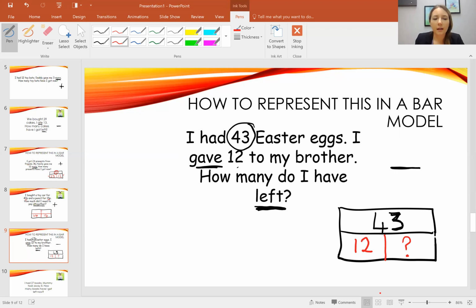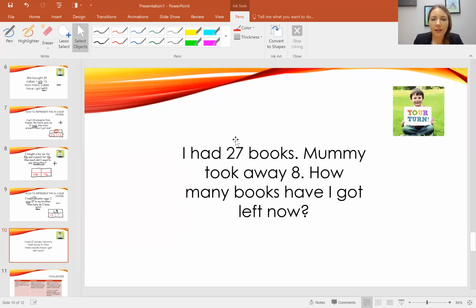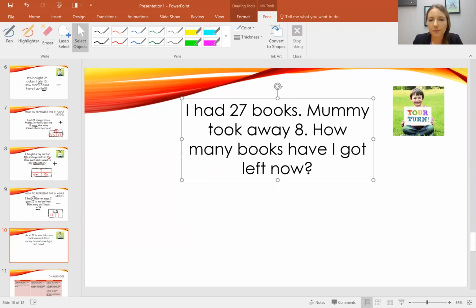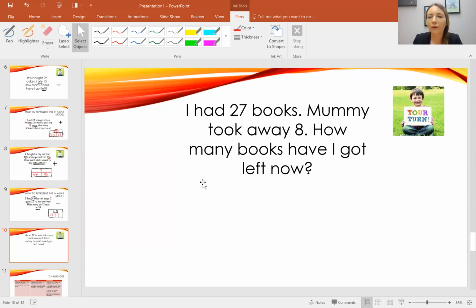Okay, have a go at looking at this one. Think about whether it's addition or subtraction from the words, and then see if you can represent it in a bar model. Off you go. Have you done that? Well done. So from the words, let's have a look. I had 27 books. Mummy took away 8. We know that take away means subtraction. How many books have I got left now?